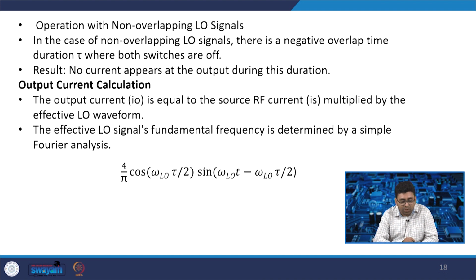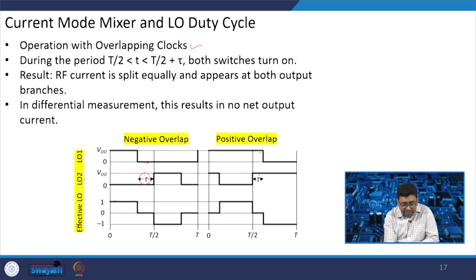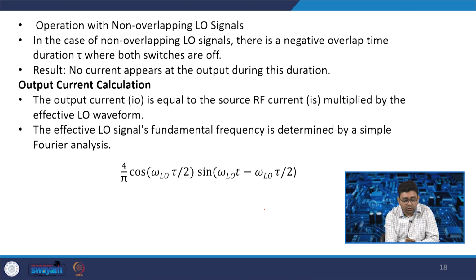Effectively your output will remain the same. If we want to calculate the output current, the output current I_O is equal to the source RF current I_S multiplied by the effective LO waveform. This is LO1, this is LO2, and this is our effective LO. So this is cos(omega_LO tau/2) into sin(omega_LO t minus omega_LO tau/2).